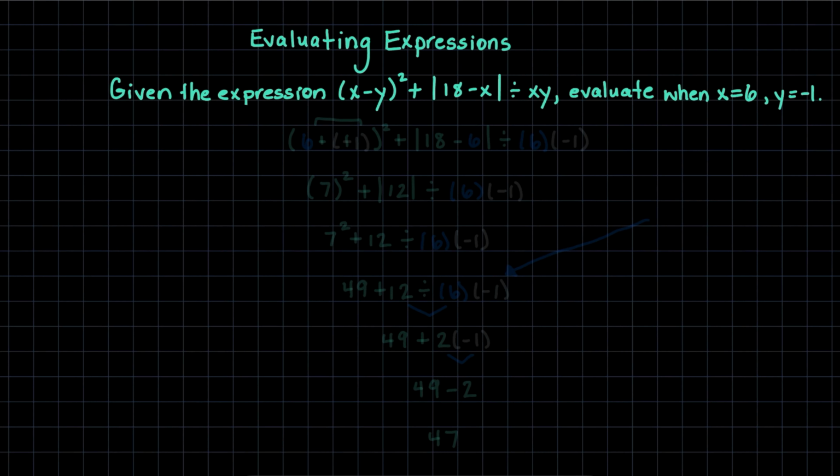Given the expression, the quantity x minus y squared plus absolute value of 18 minus x divided by x times y, evaluate when x equals 6 and y equals negative 1. We've got two different variables going on, an x and a y, and we have two values for those variables, so we're going to substitute them both in.